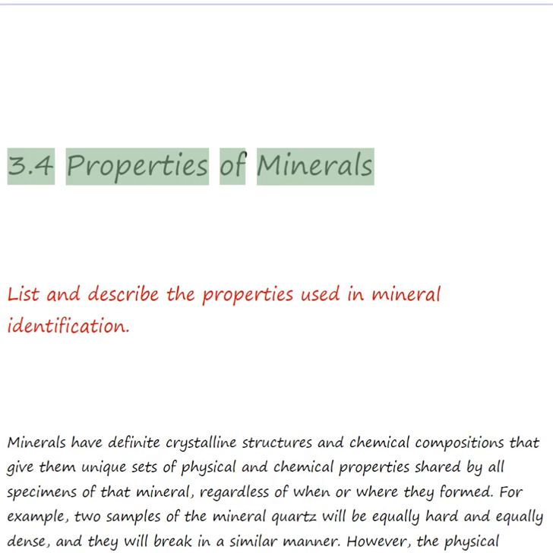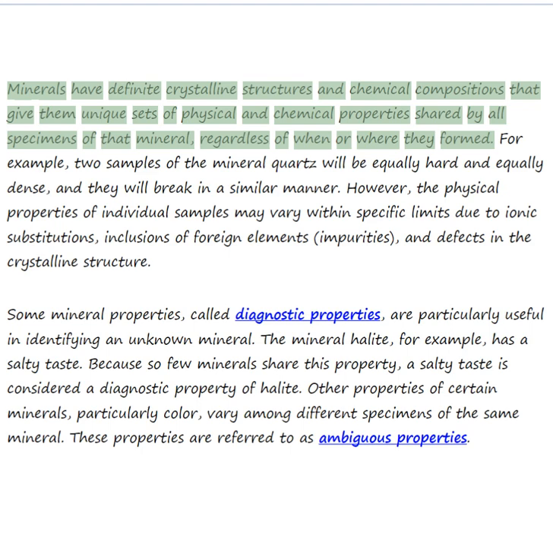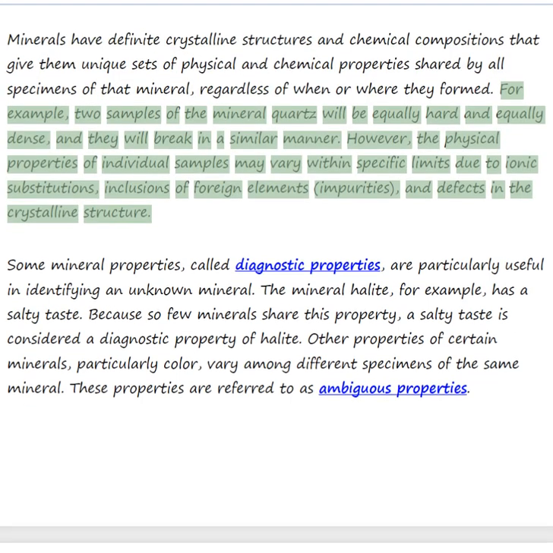3.4 Properties of minerals. List and describe the properties used in mineral identification. Minerals have definite crystalline structures and chemical compositions that give them unique sets of physical and chemical properties shared by all specimens of that mineral, regardless of when or where they formed. For example, two samples of the mineral quartz will be equally hard and equally dense, and they will break in a similar manner. However, the physical properties of individual samples may vary within specific limits due to ionic substitutions, inclusions of foreign elements, and defects in the crystalline structure.